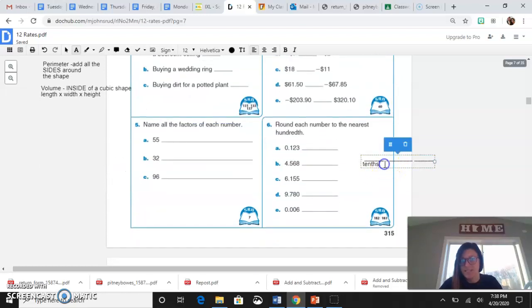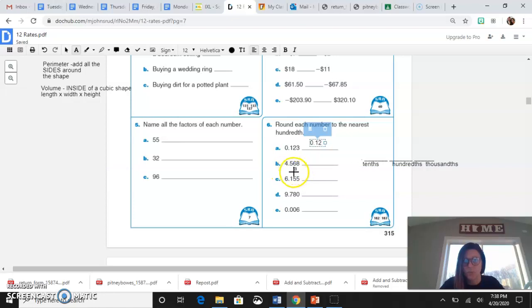Remember, the first one is tenths. The second one is hundredths. The third one is thousandths. So if you're rounding to the nearest hundredth, it's that second spot after your decimal. So it's either going to stay at 2 or round up to 3 based on that next number. If that next number is a 5 or higher, you're rounding up, but it's not. So this one stays at 0.12.